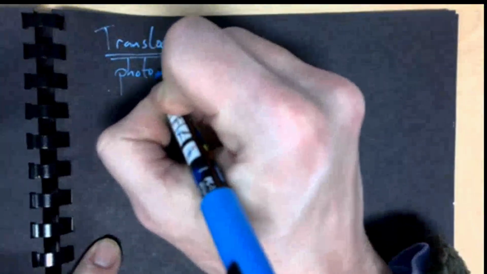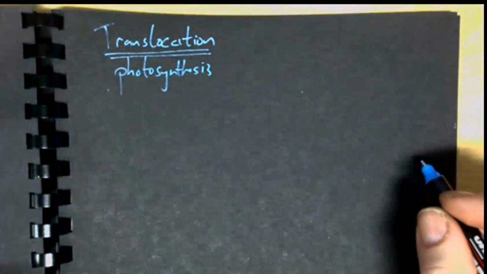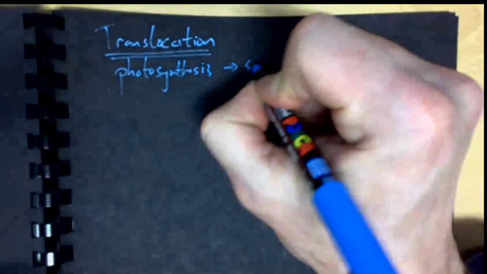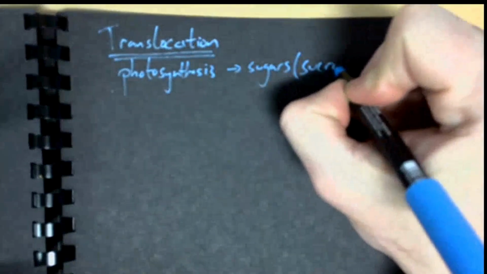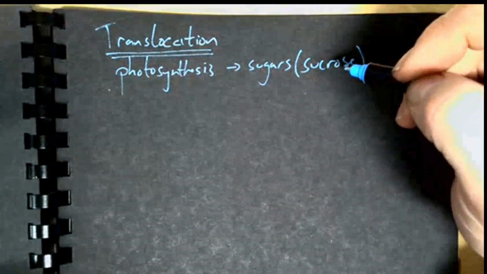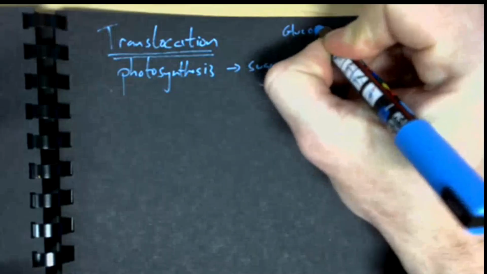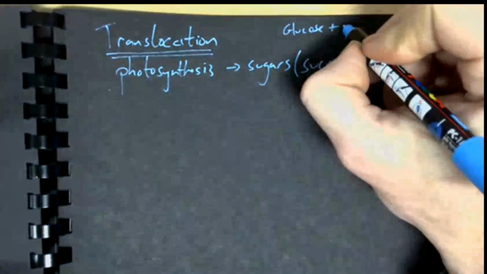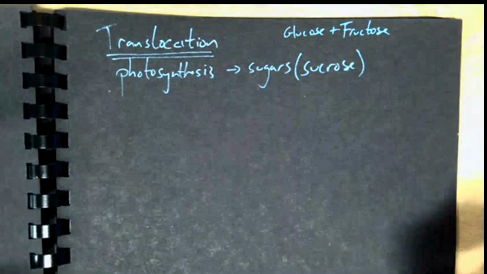So when we do photosynthesis, we're going to have some sugars produced, and those sugars are mainly sucrose. And I guess for reference, if you take a glucose and add it to a fructose, you create sucrose.